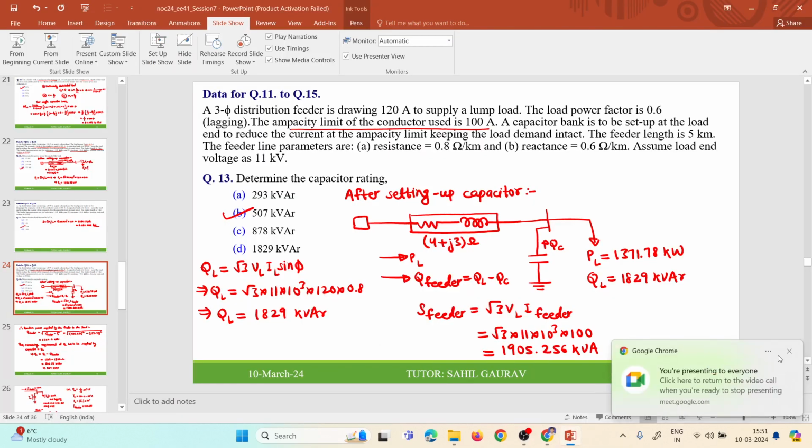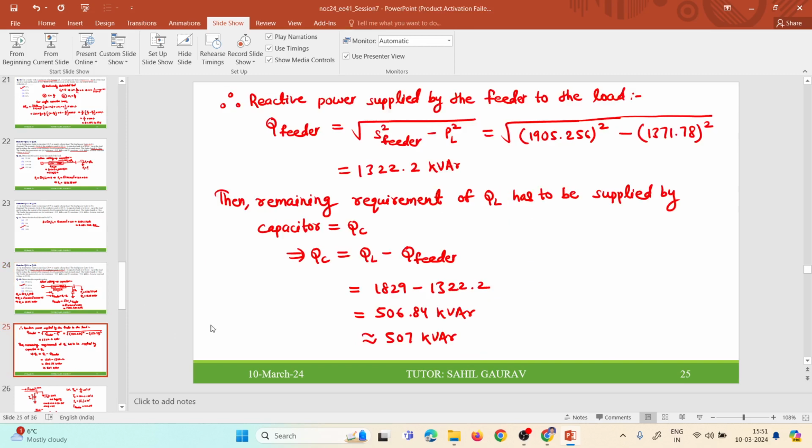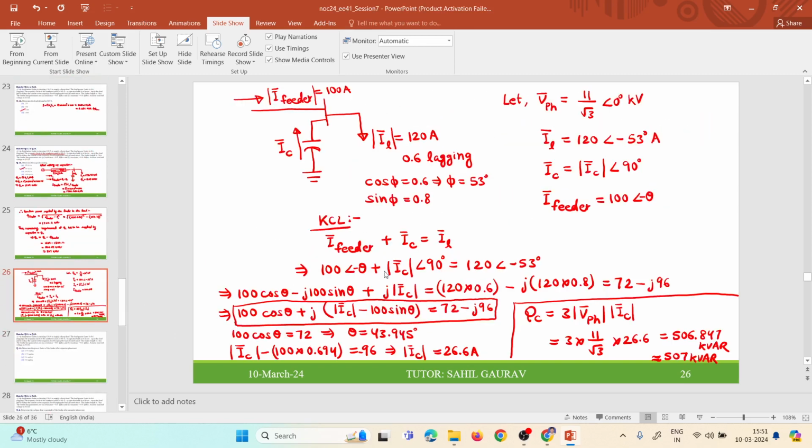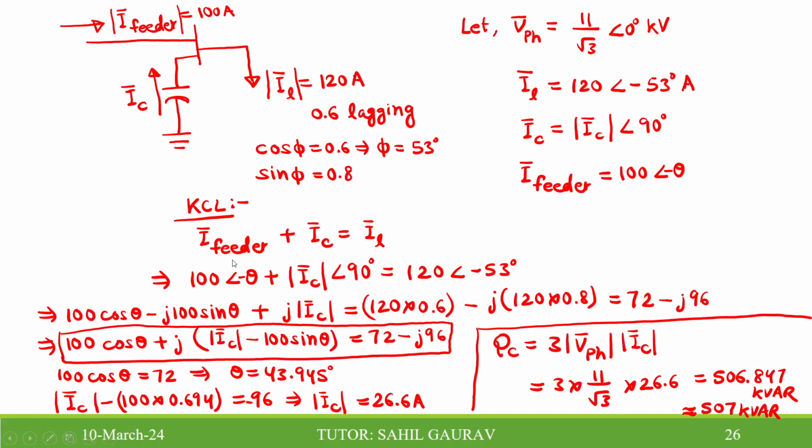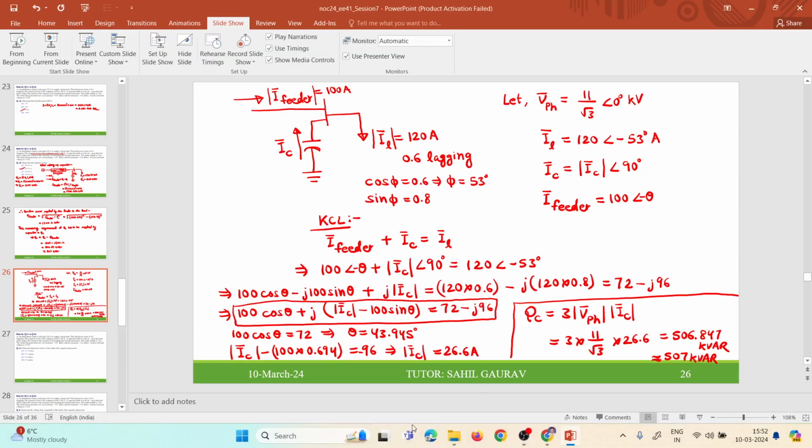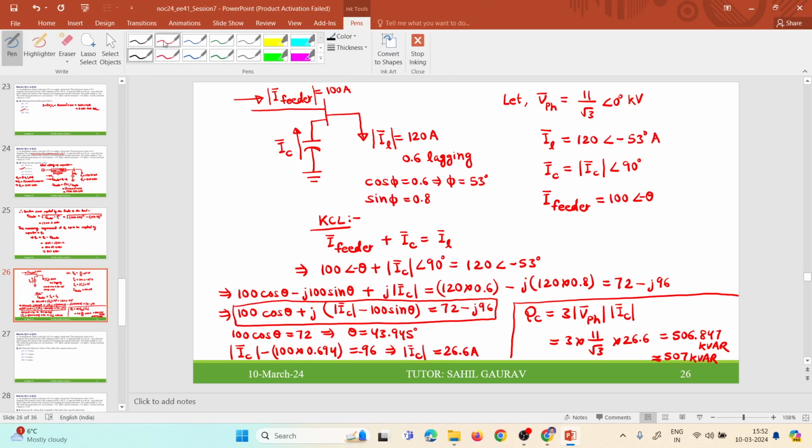Now, if you don't want to solve this by the phasor method, you may solve by the instantaneous method with the help of the current expression. I have already solved with this instantaneous expression with the help of current, not by reactive power or active power. So another method you can write.